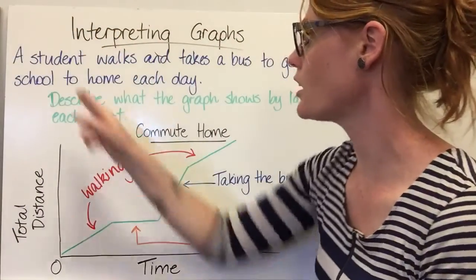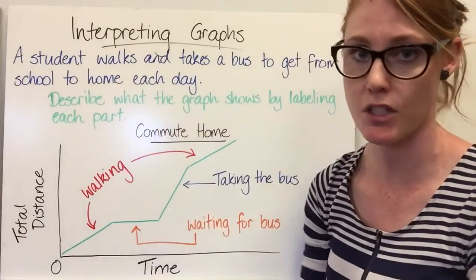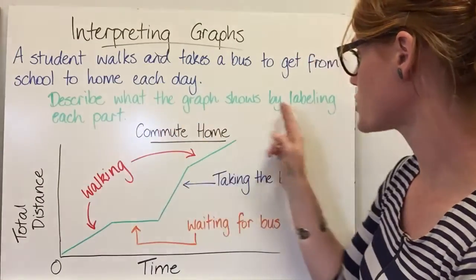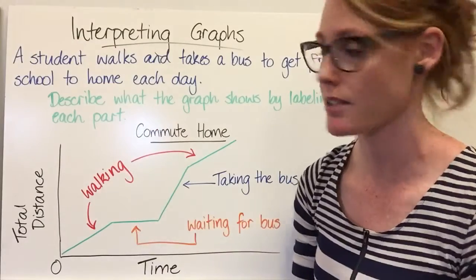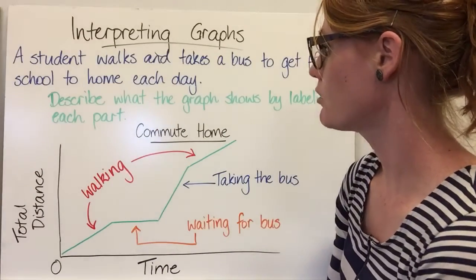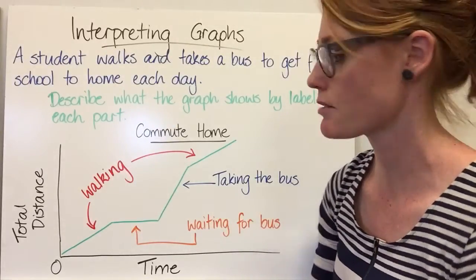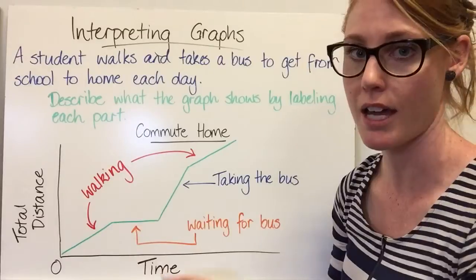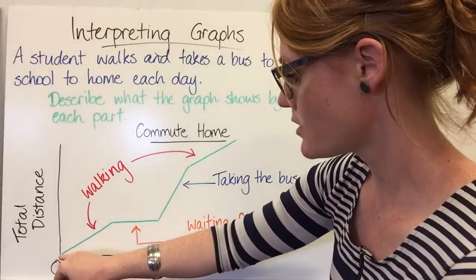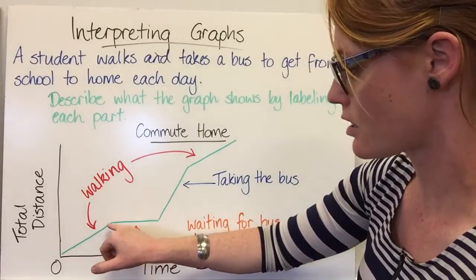Interpreting graphs. A student walks and takes a bus to get from school to home each day. Describe what the graph shows by labeling each part. So here we have the student's graph of their commute home. The two variables that we are comparing with this graph are total distance and time. And the graph, as you can see, starts off with a pretty steady increase in distance and time.